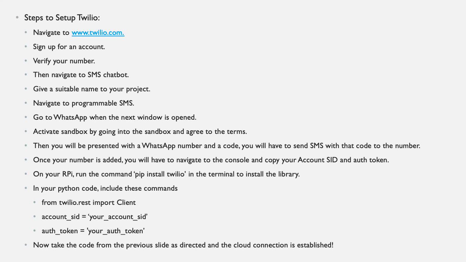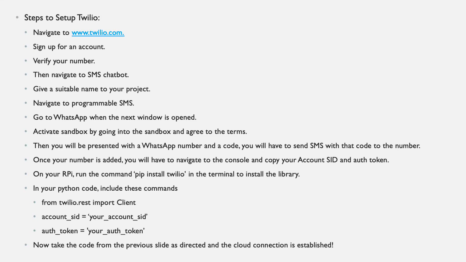First you have to navigate to twilio.com. You have to sign up for an account and verify your number. Then you have to navigate to SMS chatbot and give a suitable name to your project. Then on the left hand side of your screen, there is a Programmable SMS category. You have to navigate to that. Then you have to go to the WhatsApp category, and activate Sandbox by clicking the checkbox and agreeing to the terms. Then you will be presented with a WhatsApp number and a code. You have to send that code on the screen to the WhatsApp number provided, and once you send that successfully, you will be added to the Twilio database.